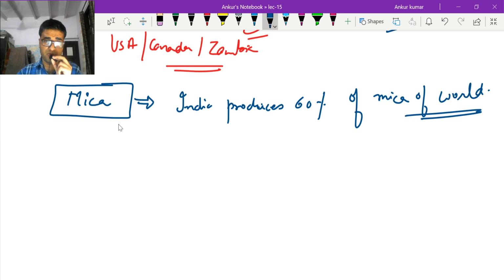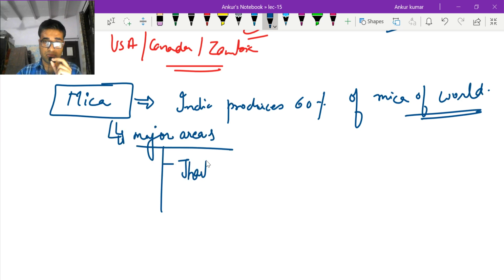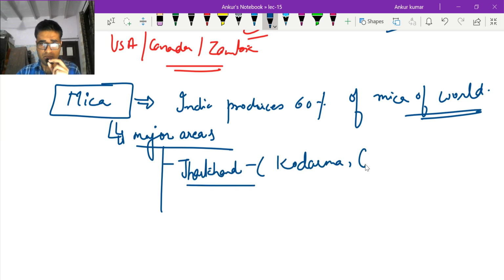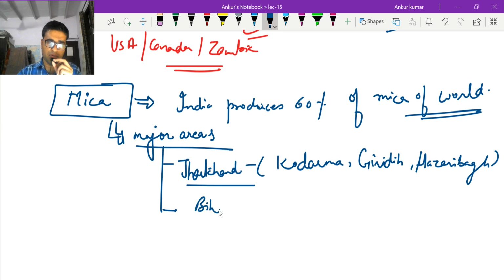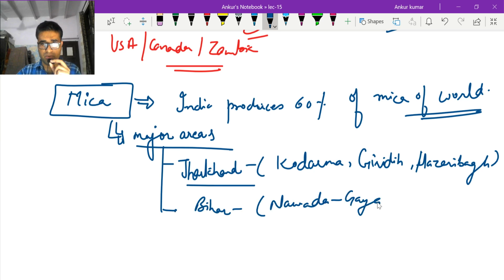And major areas, if you see the major areas, in Jharkhand you can remember a few districts. Number one is Koderma, Giridih, Hazaribagh, right? After that, in case of Bihar, you can remember Nawada, Gaya belt, you can remember here.